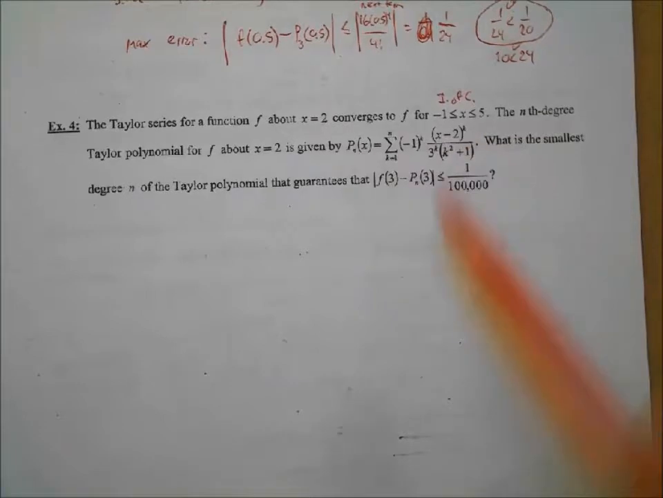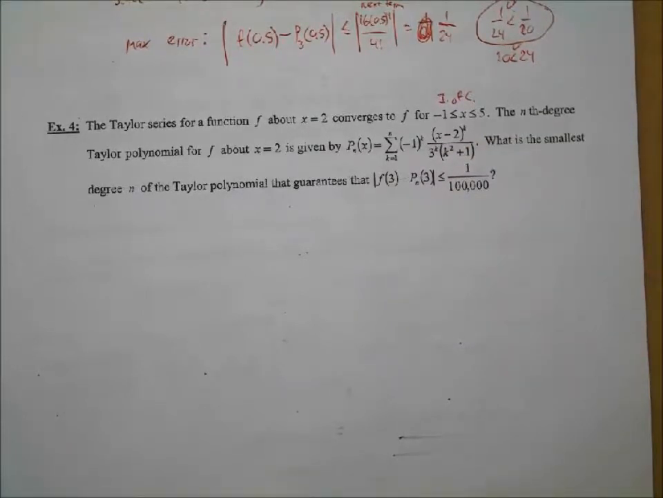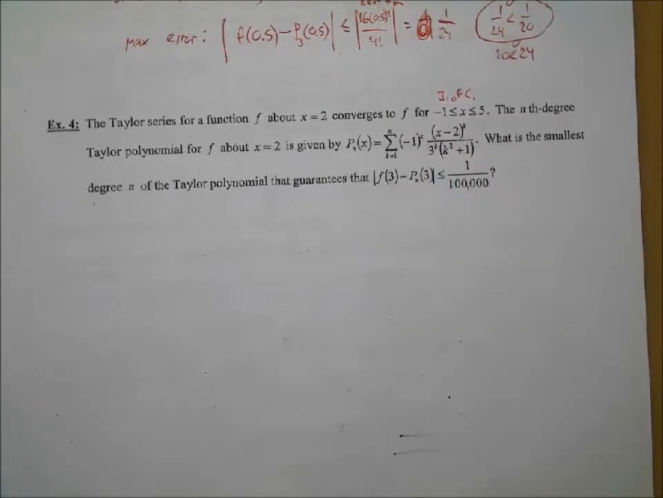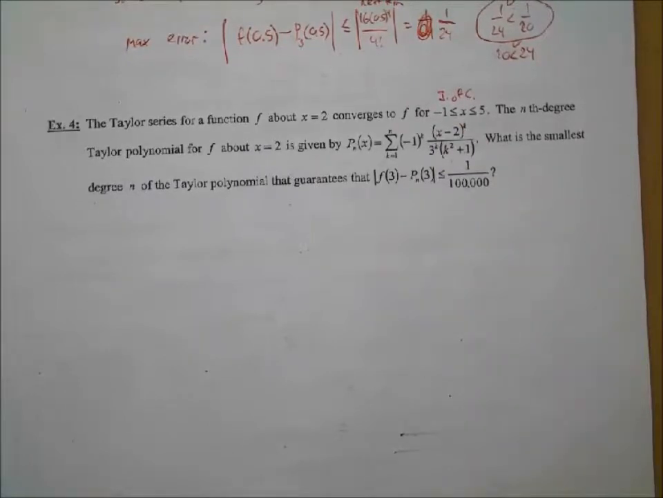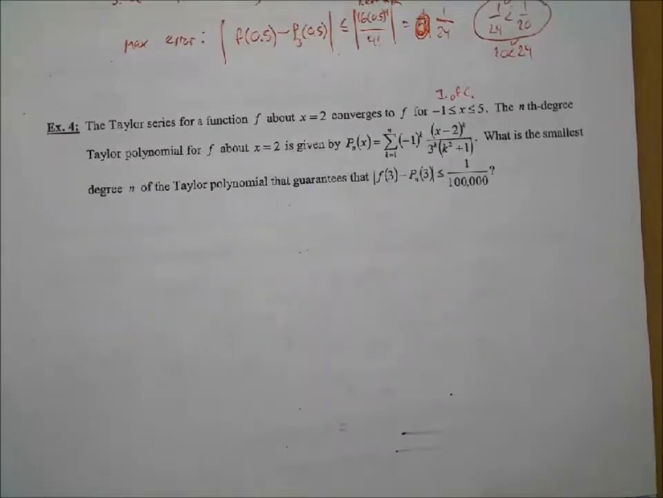So the good news is here they're giving us the Taylor polynomial. We don't have to come up with it on our own using power series or geometric series, stuff like that. They're giving us the actual Taylor polynomial format right there. And again, it's about x equals 2, and you can see there's the x minus 2 there for that centering idea too. What is the smallest degree n of the Taylor polynomial that guarantees that f of 3 minus p sub n of 3 is less than or equal to 1/100?